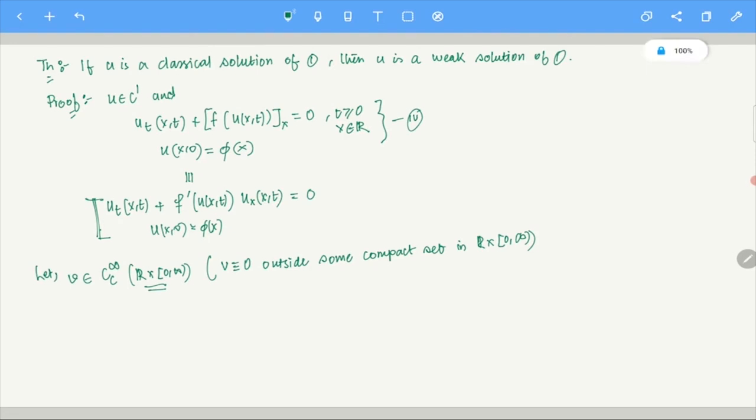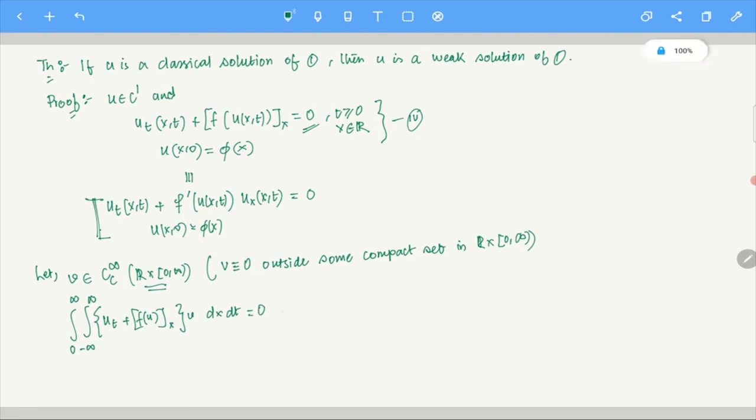Now if it happens, then I will multiply v with this particular term. So if you multiply it, you see u_t plus f of u times u_x, multiply it by v, integrate it with x running from minus infinity to infinity, t running from 0 to infinity. Clear? This is equal to 0. Okay? So, that is there.